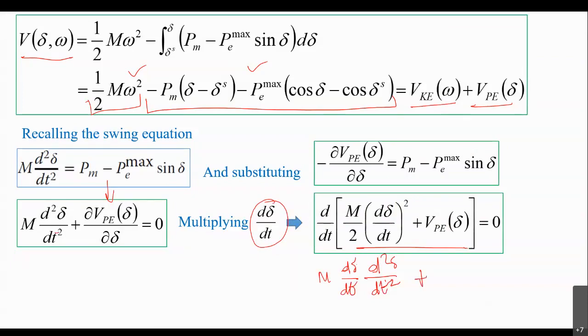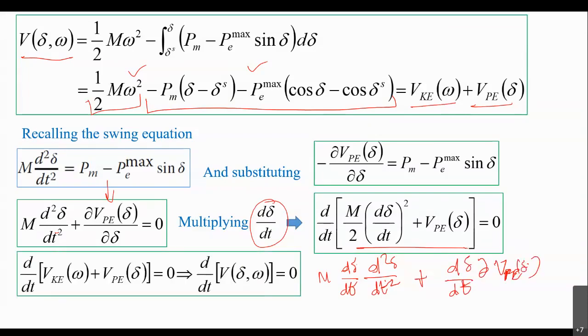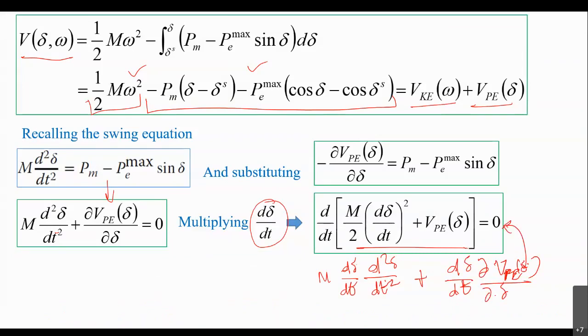plus d delta by dt times the partial derivative of Vp delta by delta. This I can write in this form, that is, the derivative with respect to time of this function, that is M by 2 d delta by dt whole square plus Vp delta. Very simple, I can write this.